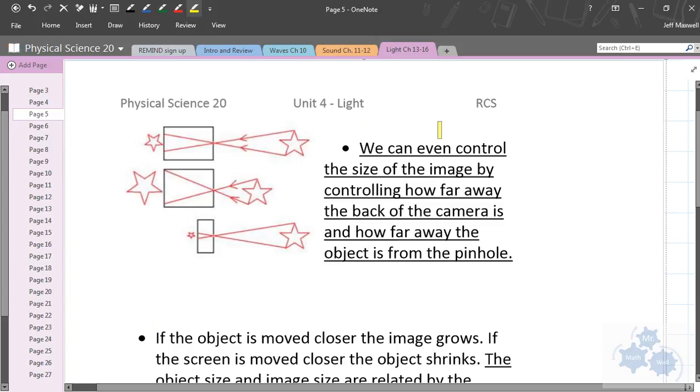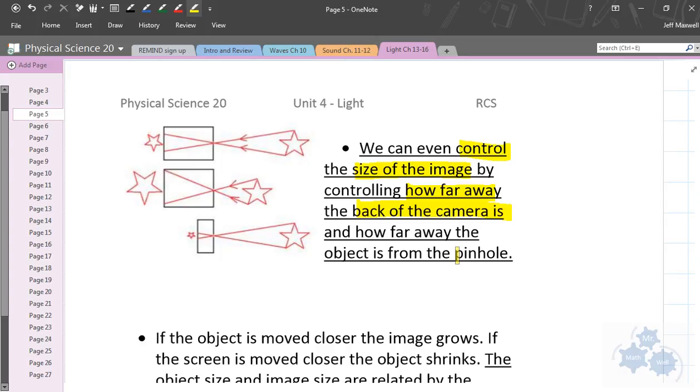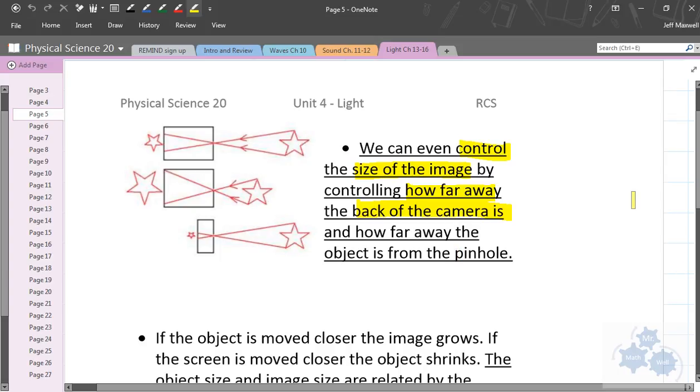In a pinhole camera, we can also control the size of the image by controlling how far away the back of the camera is and how far away the object is from the pinhole. If you look out the window with that pinhole camera and move it up and down, you can see fuzzy images, and the buildings that are far away will be smaller than the images that are closer, obviously. This diagram shows that if the camera depth is small, you get a small image. The larger it is, the larger the image.